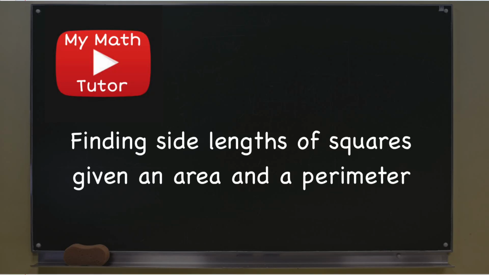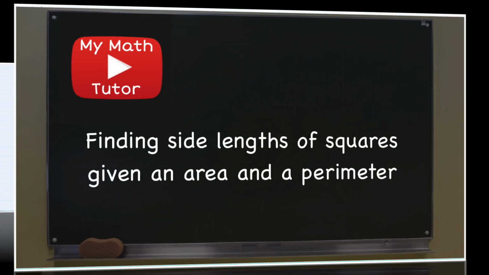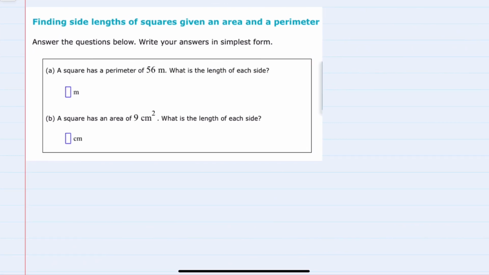In this video, I'll be helping you with the ALEKS problem type called finding side lengths of squares given an area and a perimeter. In this example, we have two parts here, A and B, and in A, we're given the perimeter of the square and asked to find the length of each side.